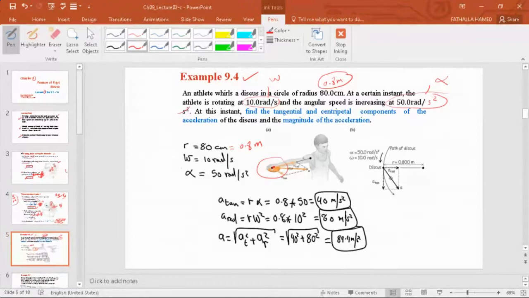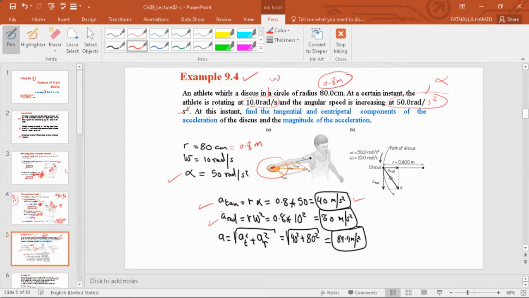The omega is equal to 10 rad per second. Alpha is equal to 50 rad per second squared. Now your tangential acceleration is equal to R alpha. So it's equal to 0.8 times 50, and that gives you 40 meters per second squared. That's how your angular speed is changing, which basically will translate also, you can get change in your speed.